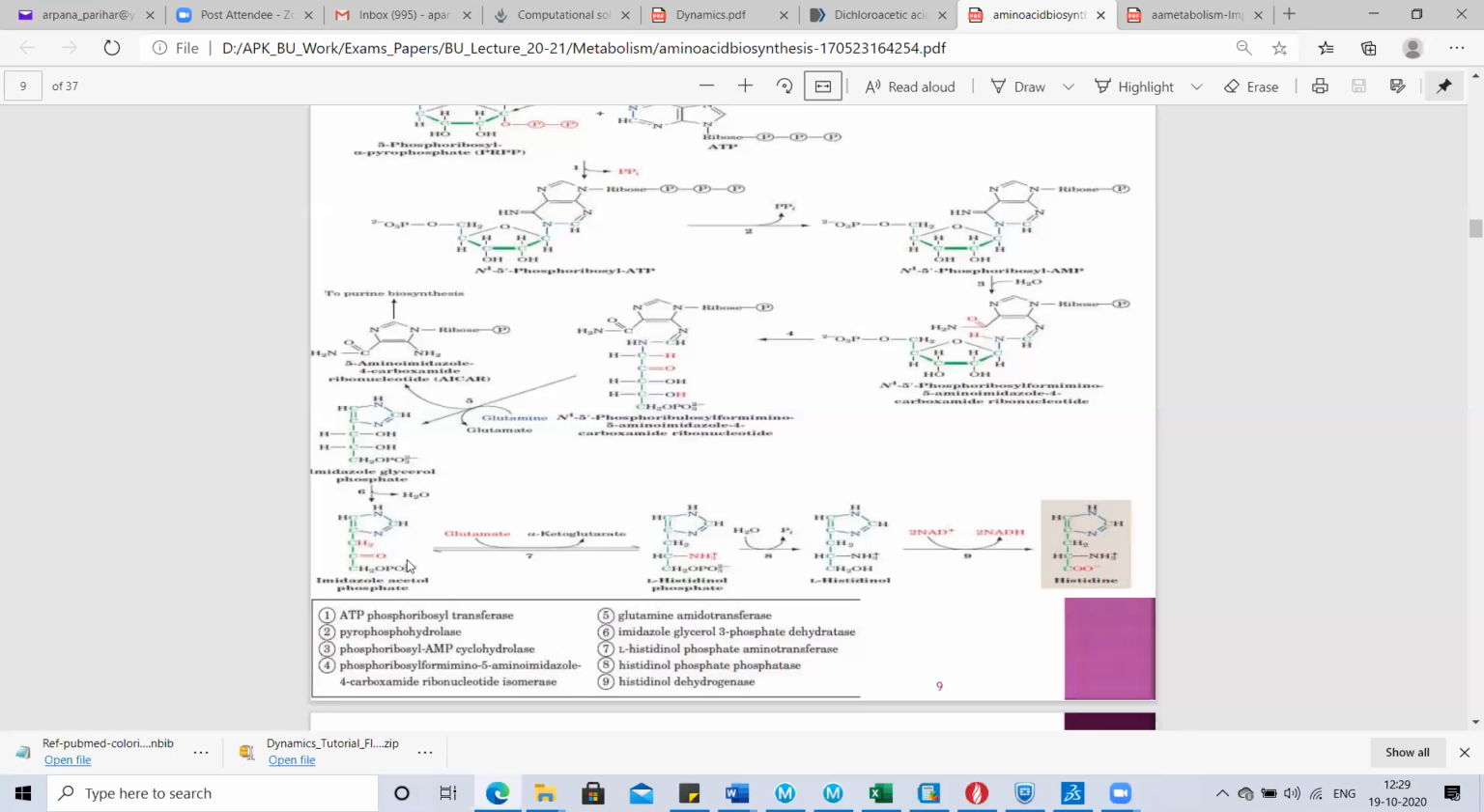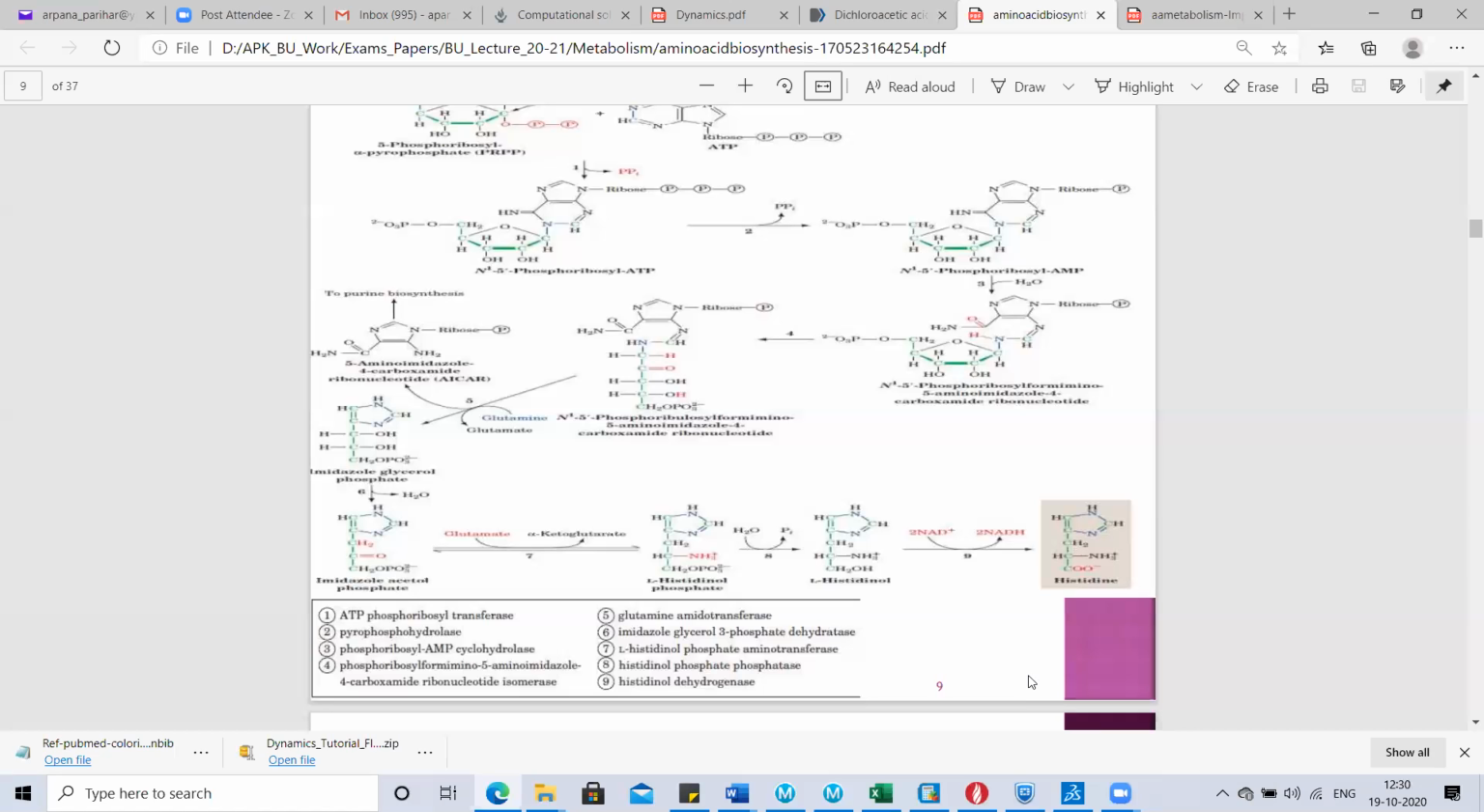phosphate, which again reacts with glutamate and one amino group is transferred here, and it forms histidinol phosphate, which upon removal of the phosphate group produces histidinol. Here it is known as histidinol because an OH group is attached. So again a dehydrogenation reaction occurs here, and this OH group is converted into a carboxylic group, and this histidinol becomes histidine. So this is the overall biosynthetic pathway for histidine.